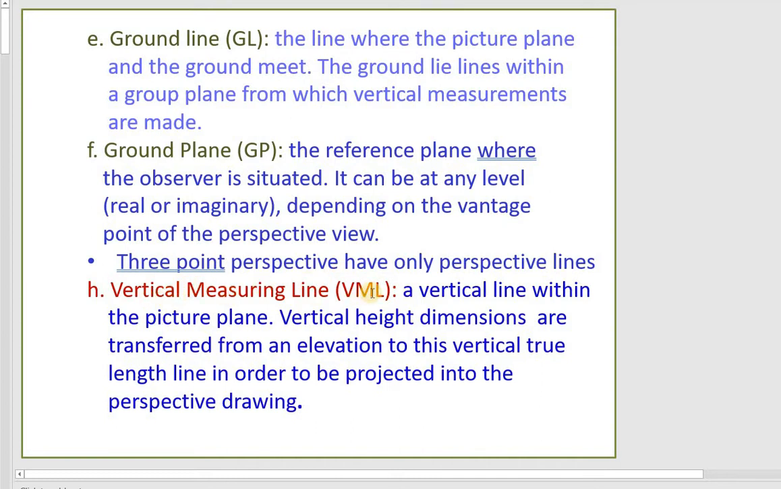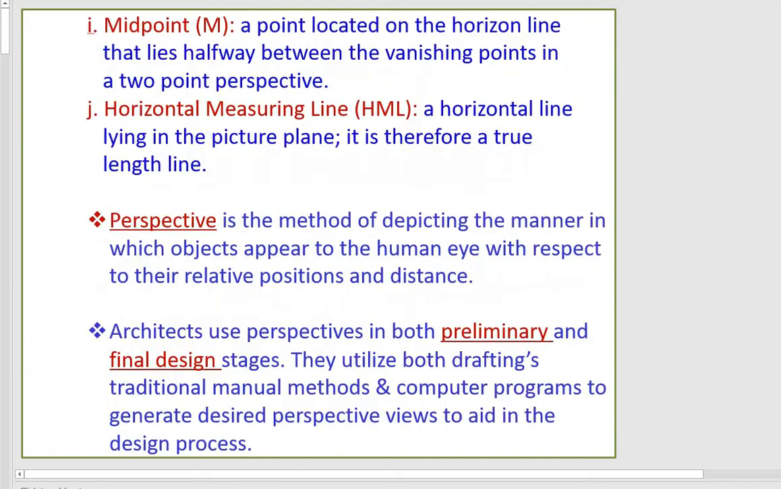Vertical measurement line is the vertical line, the first one, and the second one is with the picture plane. Vertical height dimensions are transferred from the elevation to this vertical true line in order to be projected into the perspective drawing. So this is the one you measure the height of the object you are working on.